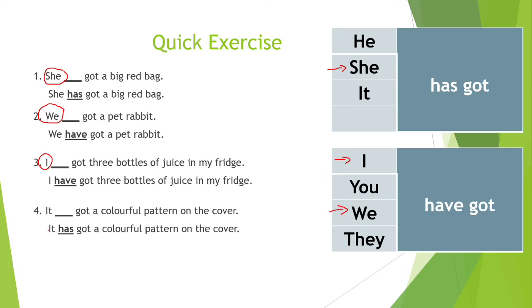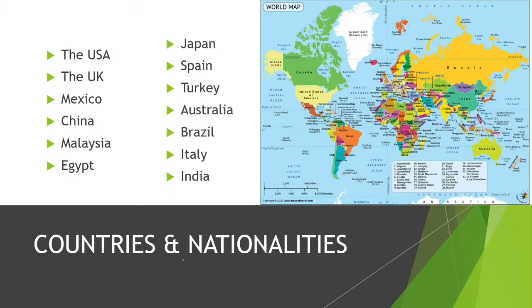And the last one here we have, it. Okay, it. It got a colorful pattern on the cover. And since it is under this category, the answer should be it has got a colorful pattern on the cover. Excellent.